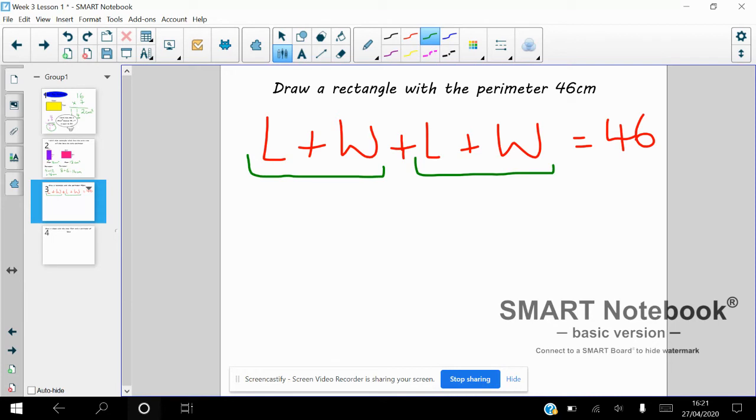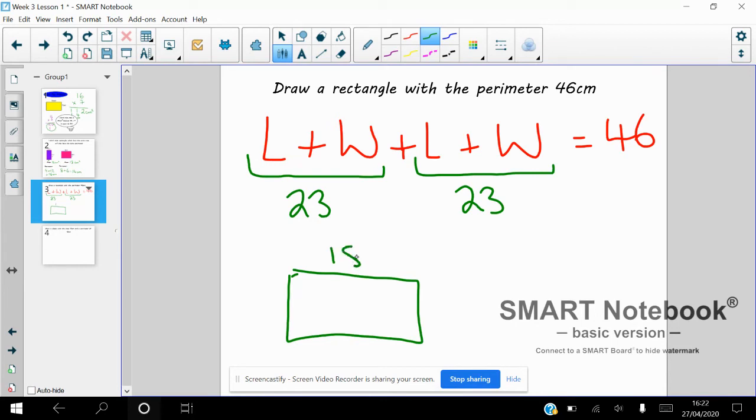So half of 46 is 23. That means that one length and one width needs to be equal to 23. So if I draw up my rectangle here, not to scale, I can choose two numbers which I can add together to equal 23. So I've gone for 18 and 5. 18 add 5 is 23. If I have two lots of that, 23 add 23 gets me to 46 centimetres.